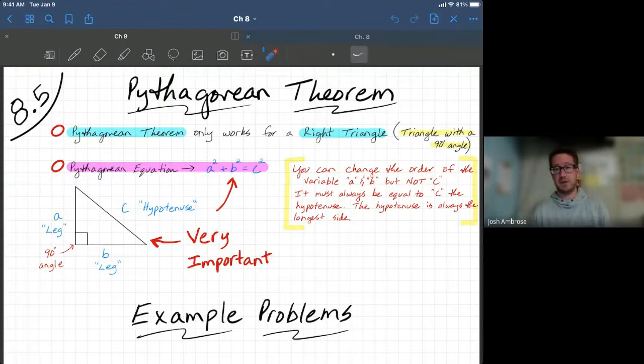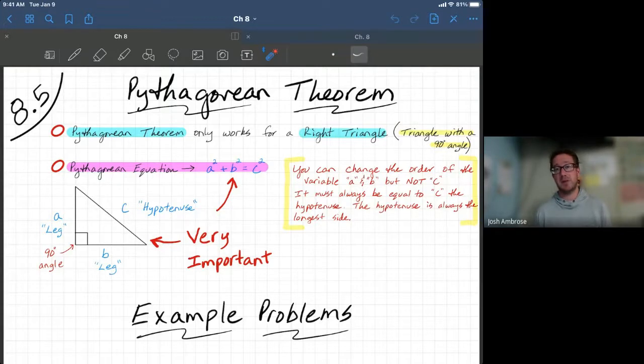And then directly underneath this, we'll cover the example problems. But this is everything you're going to need. Everything that's highlighted. To be honest with you, you need it all, okay? So Pythagorean theorem only works with right triangles. What is a right triangle? Just a little review. It's a triangle with a 90-degree angle.